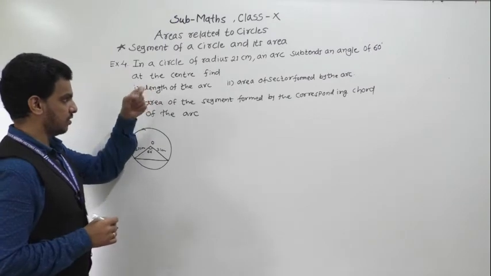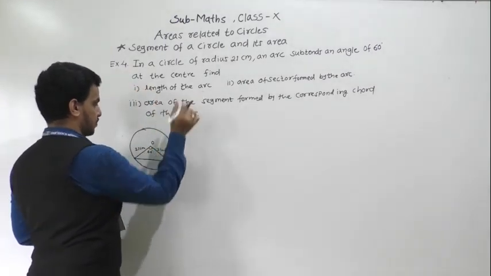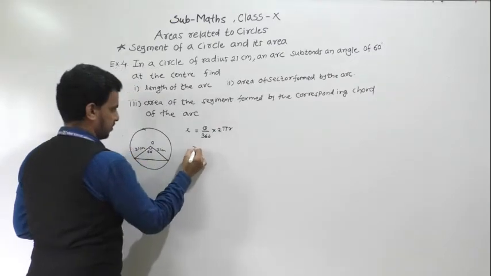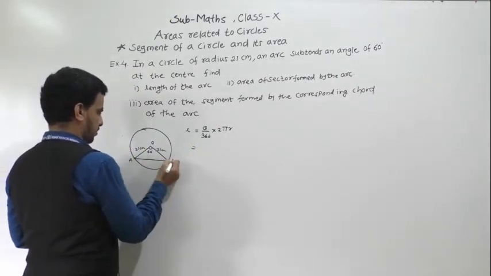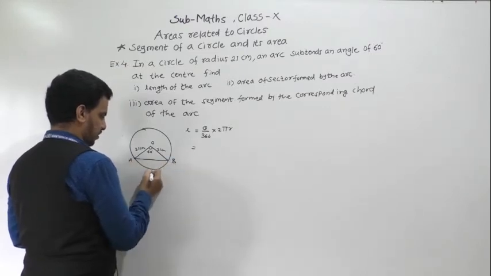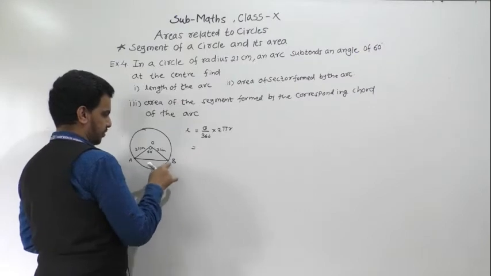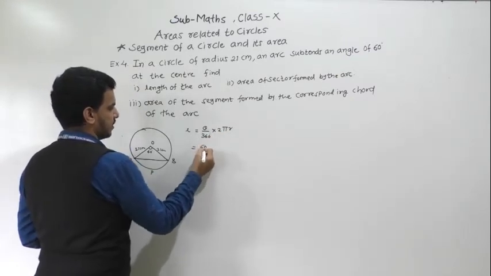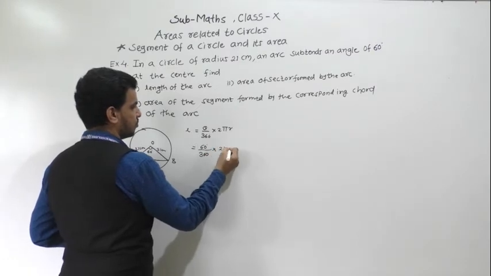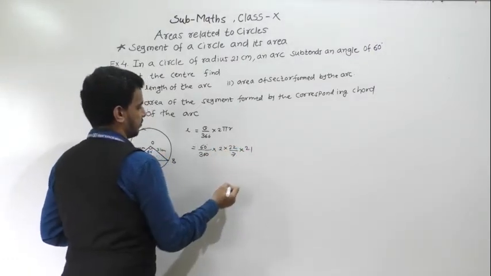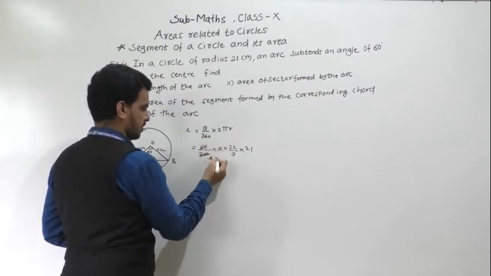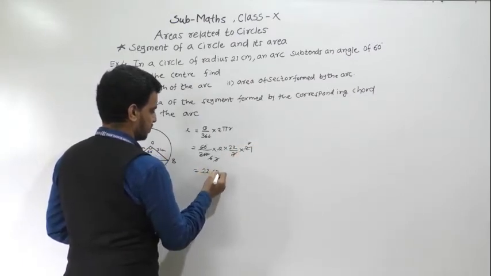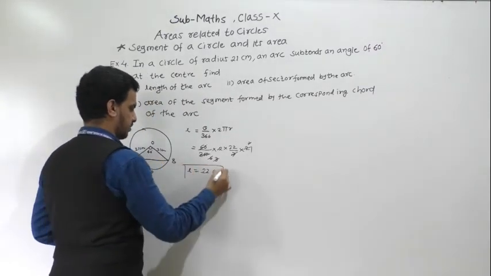We have to find the length of the arc and the area of the sector formed by the arc. Okay, so first we have to find L. L is equal to theta upon 360 into 2 pi r. Okay, so this arc AB we have to find, or here we give one point, that is arc APB. So length of an arc is equal to theta upon 360 into 2 pi r. Theta 60 degree, so 60 upon 360 into 2 pi, 22 by 7, r is 21. Okay, so this is 6, 2 3s are 6, and this 7 and this 7 cancel, so what remains? 22 centimeter. This is the length of arc APB.